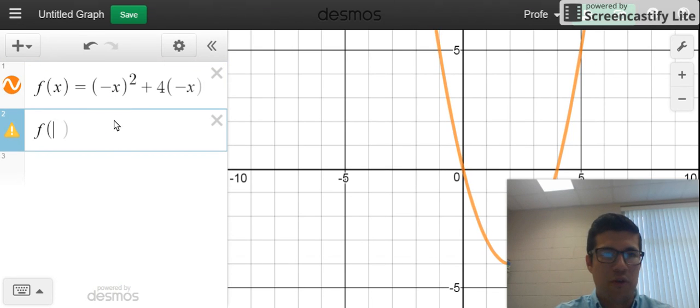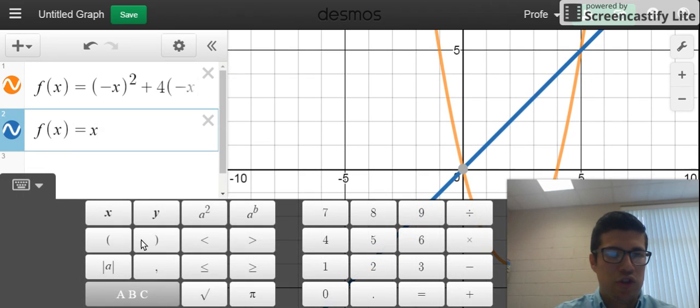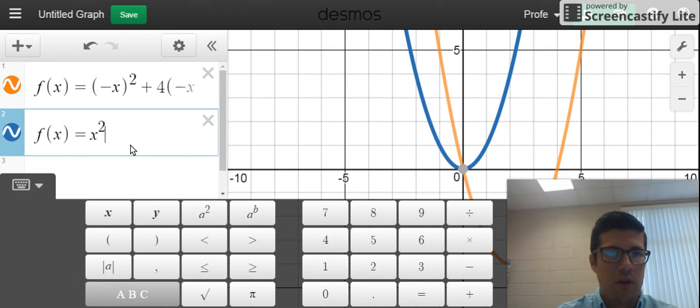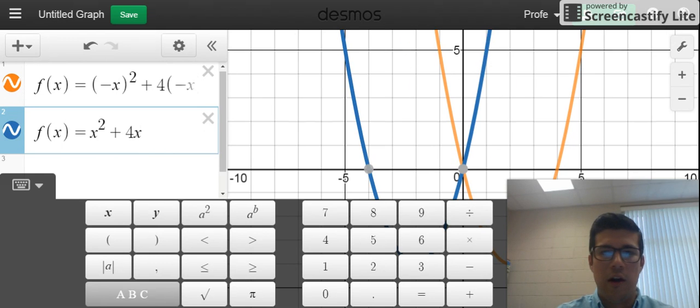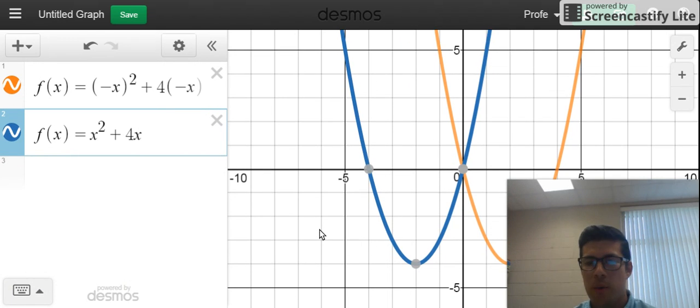In case you don't remember the original one, I have it again, x squared plus 4x, right? Look at it. What a beauty.